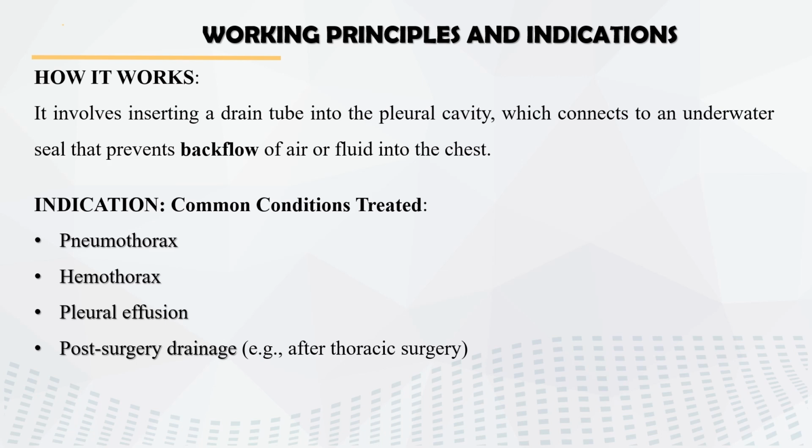There are several indications for the underwater seal drainage system. When do we use this, or when is this used for patients? It is used for patients with a diagnosis of pneumothorax, air in the thoracic cavity. Of course, hemothorax, we've explained that before, pleural effusion, and lastly, it is used for patients who have undergone surgery. Patients that have undergone thoracic surgery is an indication for underwater seal drainage system.